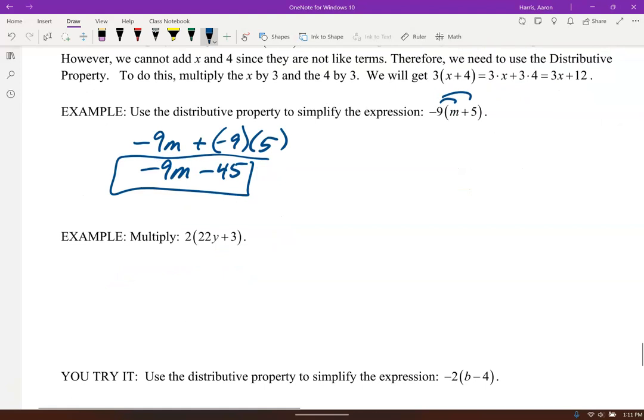And let's do this one as well. So multiply the 2 through to both of those. 2 times 22y plus 2 times 3. So I got 44y plus 6.